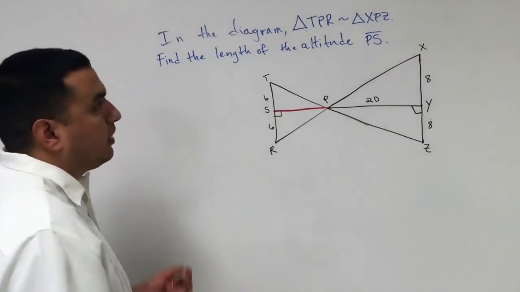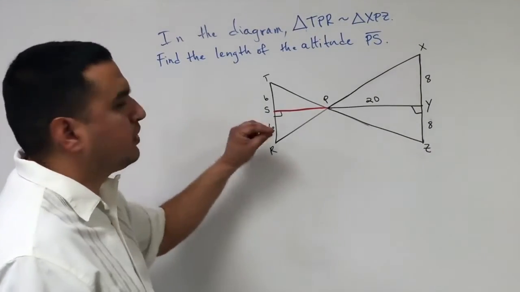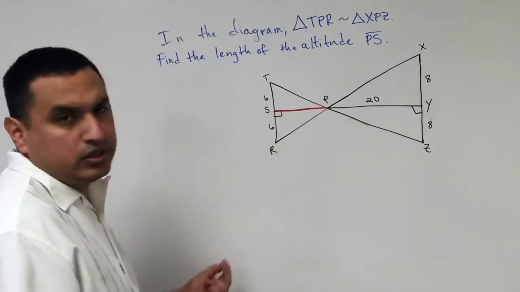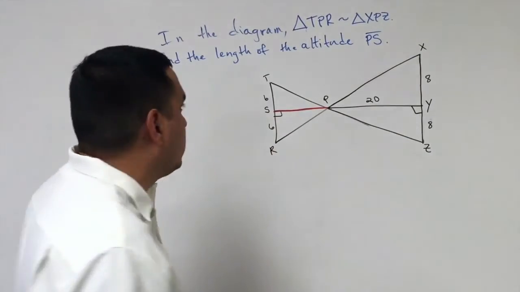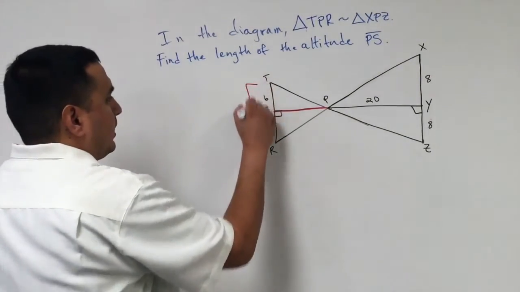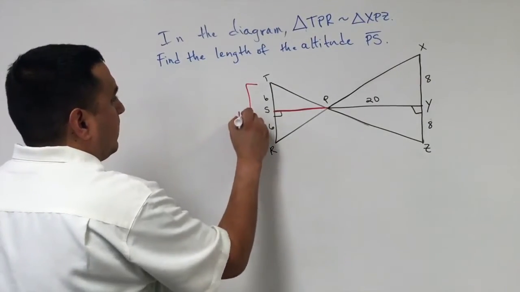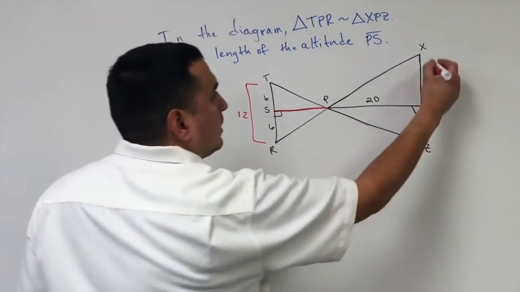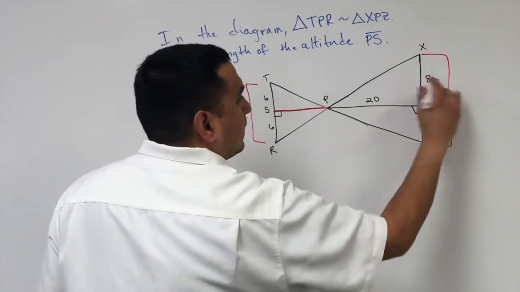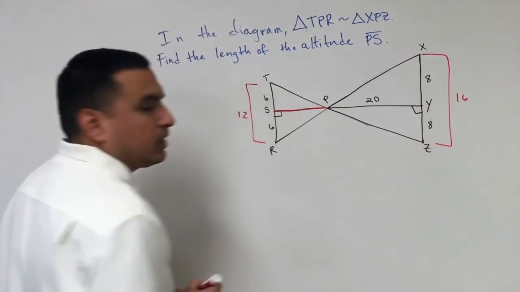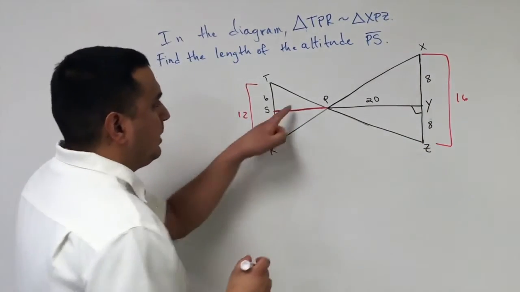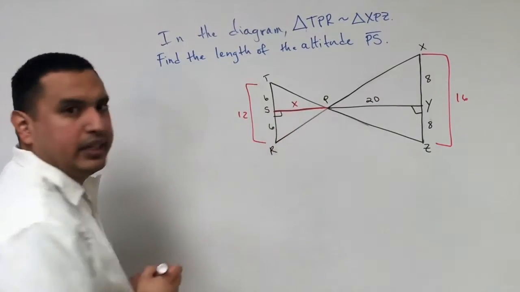Okay. Now, the thing to remember with this is that if the triangles are similar, the altitudes or the heights are also similar. So what I would do first is I'm going to go ahead and take this TR right here, make that 12. I'm going to add the 6 and the 6. Same thing with XZ. 8 and 8 would be 16. Okay. So, and I'm going to make my altitude my X.